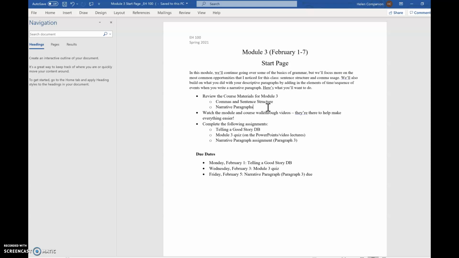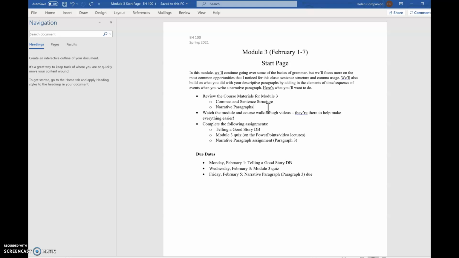We're also going to build on your descriptive paragraphs by adding in elements of time and sequence of events to make a narrative paragraph, because that's really what a narrative paragraph is. It's a story, or you can look at it as a descriptive paragraph plus time.